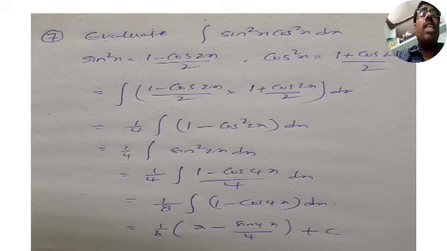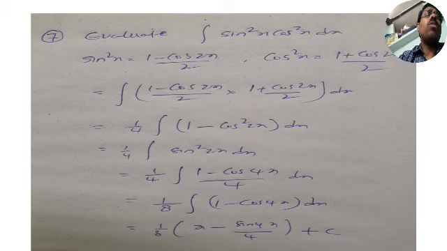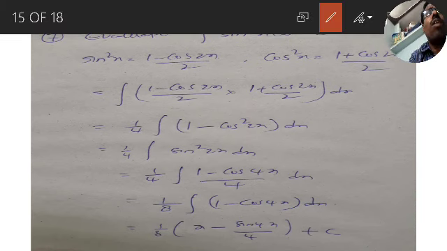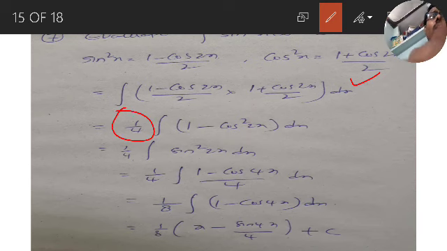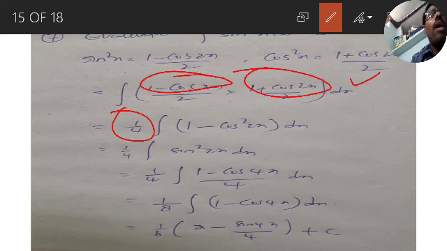So here sin square x is equal to 1 minus cos 2x by 2, and cos square x is equal to 1 plus cos 2x by 2. Now substitute in place of sin square 1 minus cos 2x by 2, and in place of cos square 1 plus cos 2x by 2. Denominator 2 into 2 is 4, so 1 by 4 is a constant outside. Numerator a plus b into a minus b is a square minus b square, that is 1 minus cos square 2x.